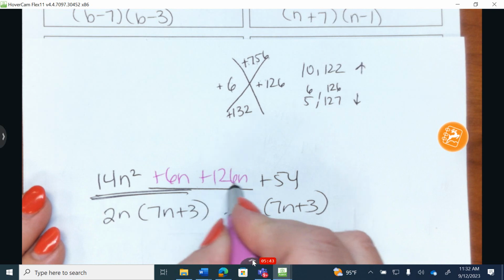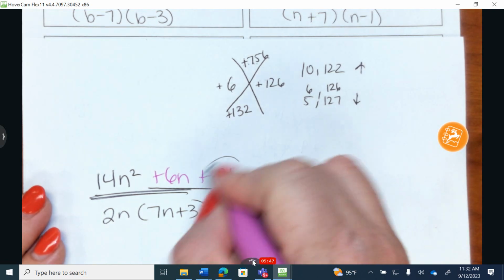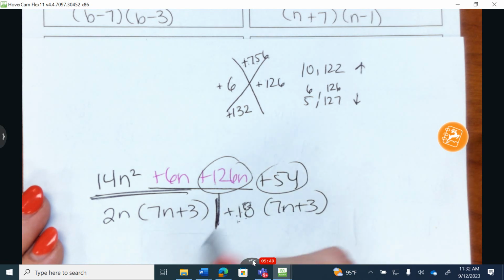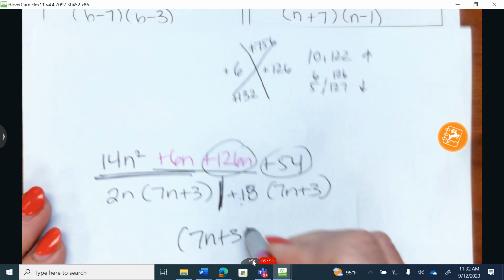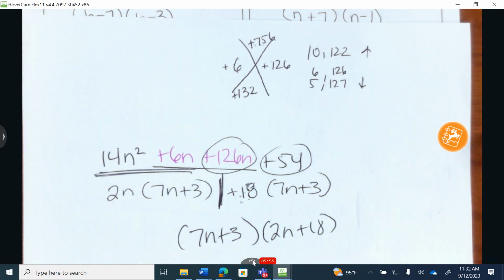18 times 7 is positive 126n. And 18 times 3 is, in fact, a positive 54. So this works. Both the front and the back have a 7n plus 3. In the front is a 2n and in the back is an 18. Nothing that I've done is wrong.